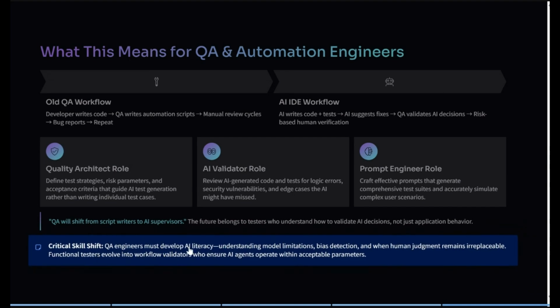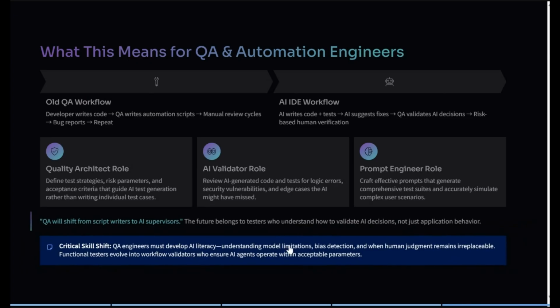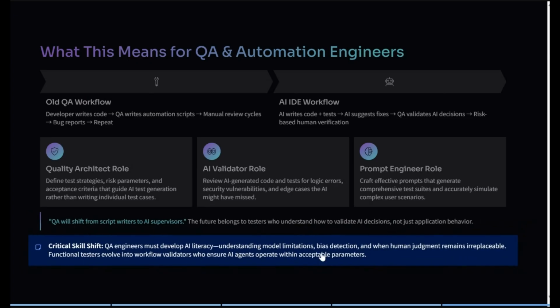QA engineers must develop AI literacy. They should be aware of everything happening around in the AI space. They should understand the limitations of the model, and be aware of the biases each and every model has. And again, your judgment, your knowledge, your understanding of the scenario remains irreplaceable. So the functional testers evolve into workflow validators, validating whether everything happening inside the IDE is as per the requirement or not.